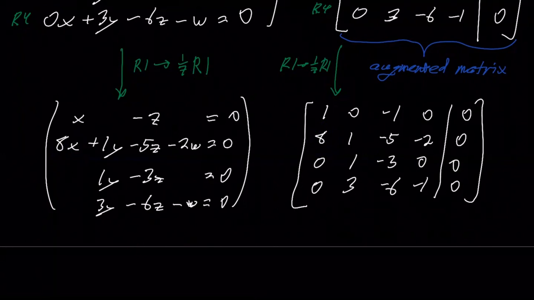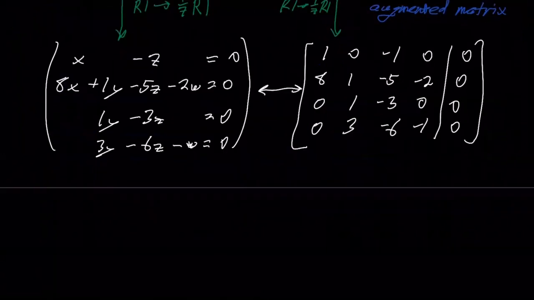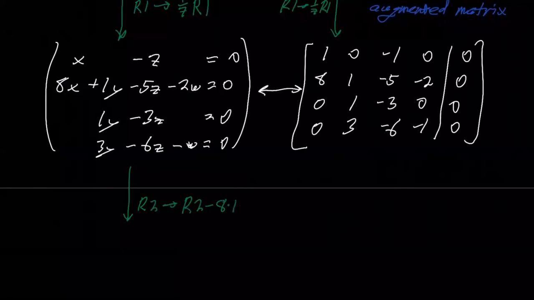I guess just to make certain, these correspond directly to each other. I'm just kind of notating them differently, okay? So let's think about that. So the next step, I know this is painstaking, but we'll get there. The next step is I want to take row 2 and replace it by row 2 minus 8 times row 1. That's kind of what we're doing.